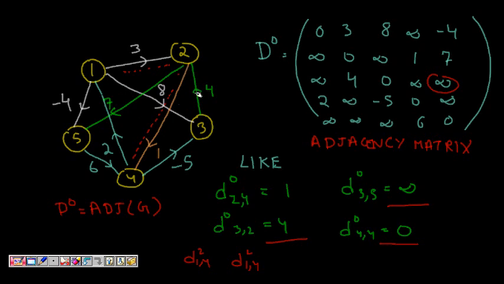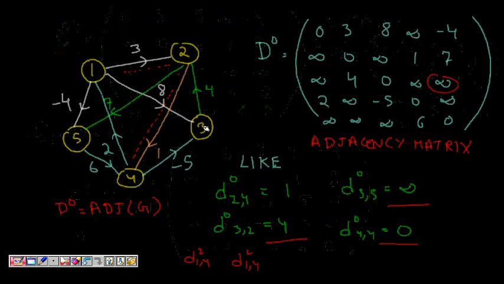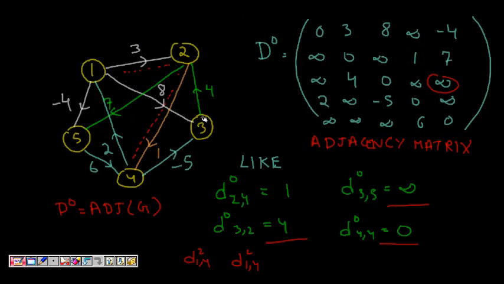So what will happen if we see from the graph? It's from 3 to 5. So from 3 to 5 I can go via 2, and then from 2 to 5. So this is 4 plus 7, 11. And can I go via 1? I cannot go. That path is infinity.